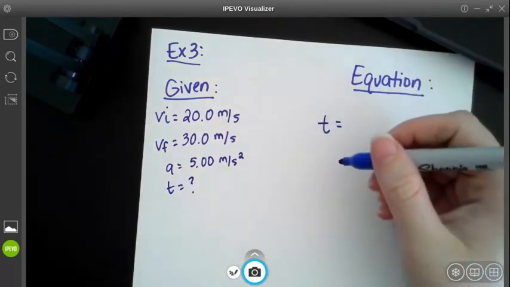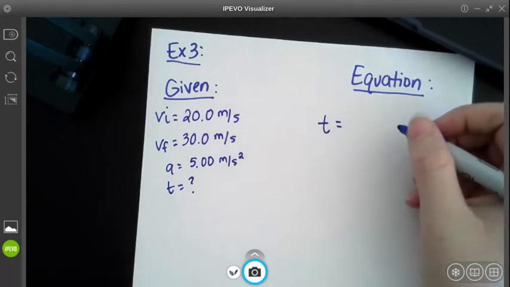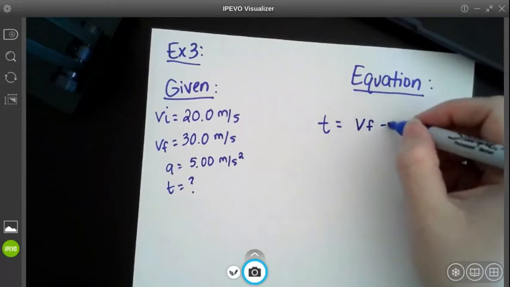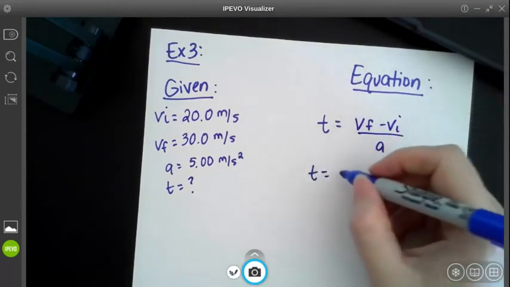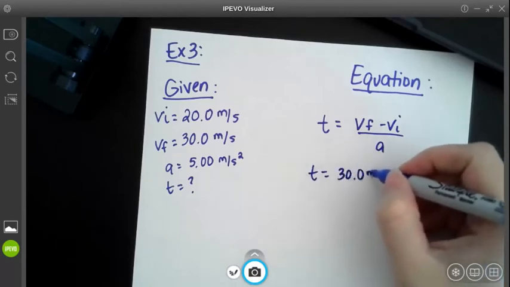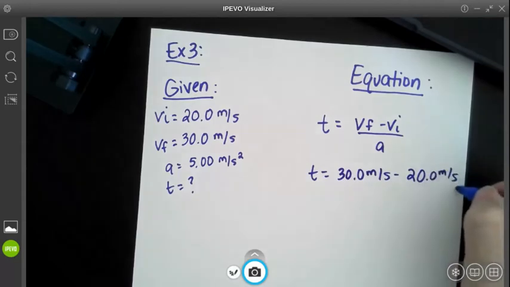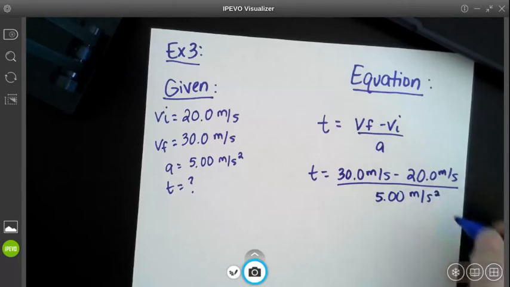Again, when we do our equations, we need to write the equation that is the derived version. So make sure you're doing that every single time. So T is VF minus VI over A. So I'm going to plug in my numbers here. We have 30 meters per second minus 20 meters per second over 5 meters per second squared. So we actually would cancel this out and leave us only with seconds left over.